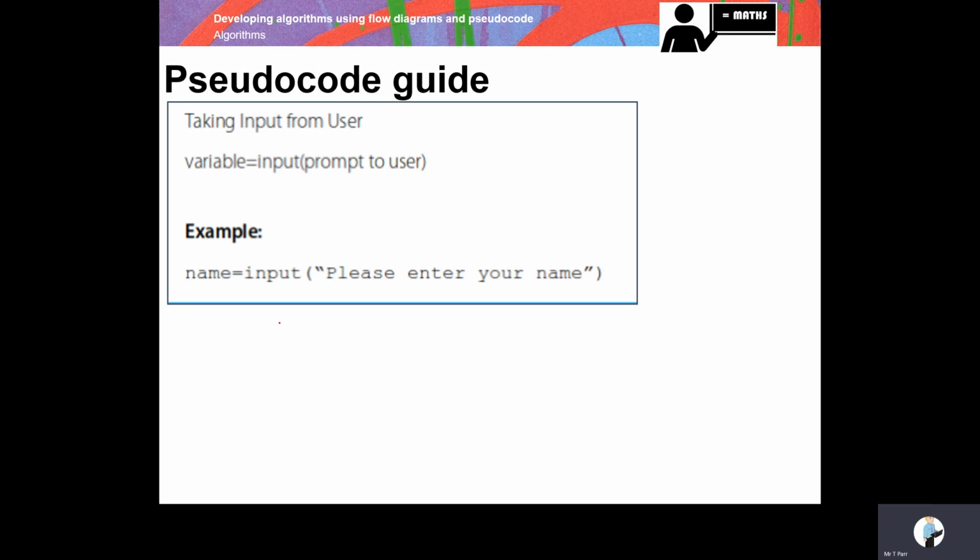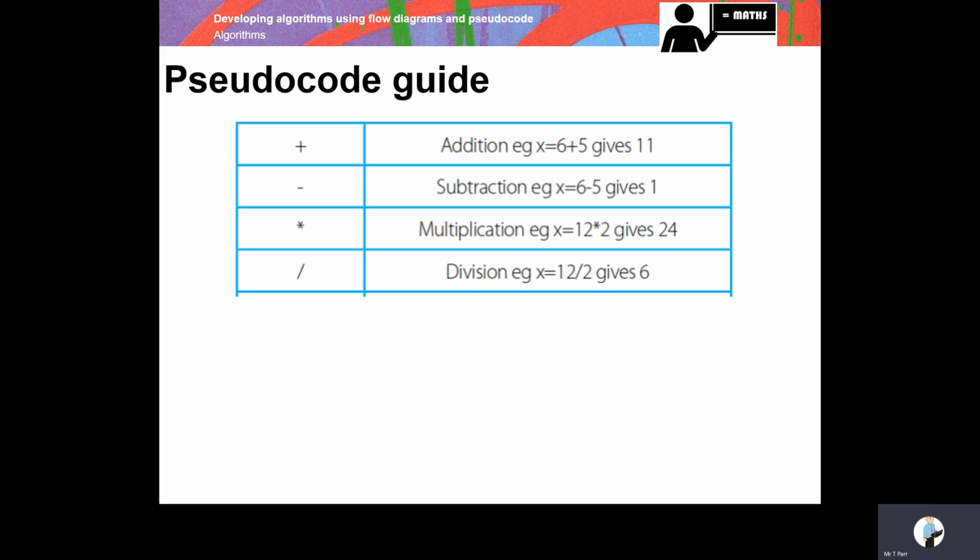If you want to take an input from the user, you use input, and then in brackets you say what you're prompting the user, what you're asking the user to type in. Okay, so there's an example.